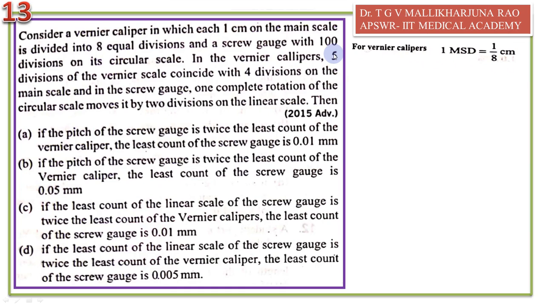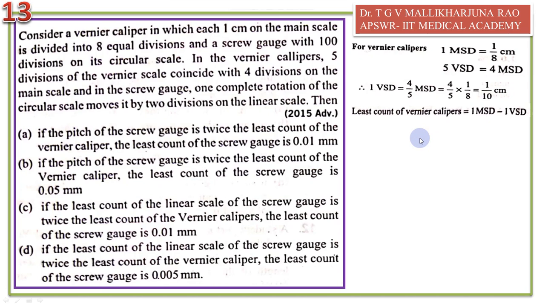At the same time, 5 divisions of the vernier scale coincide with 4 divisions on the main scale. That means 5 VSD should be equal to 4 MSD. Then 1 VSD should be equal to 4 by 5 MSD. Already we know the MSD value, that is nothing but 1 by 8 centimeter. Then 1 VSD is equal to 1 by 10 centimeter.